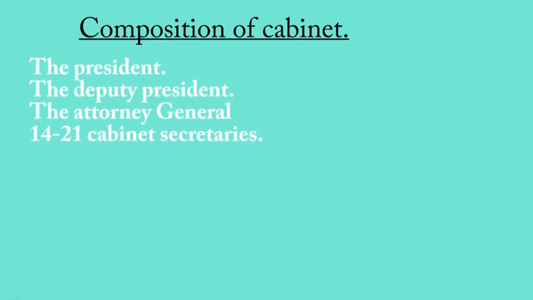Composition of the cabinet: the president, the deputy president, the attorney general. Then we have 14 to 21 cabinet secretaries. That is in the Constitution. If we have less, that one is not in the Constitution. When it is above, somebody can go and challenge it, and actually it can be nullified. So that is the composition of the cabinet. Those are some of the pictures of the president, the deputy, and the cabinet secretaries.